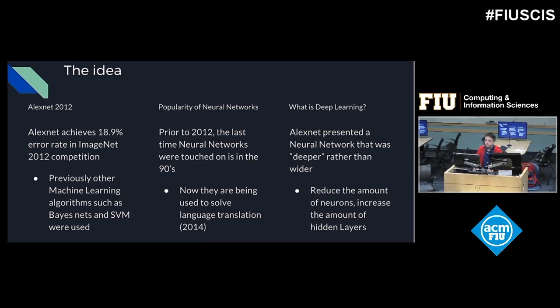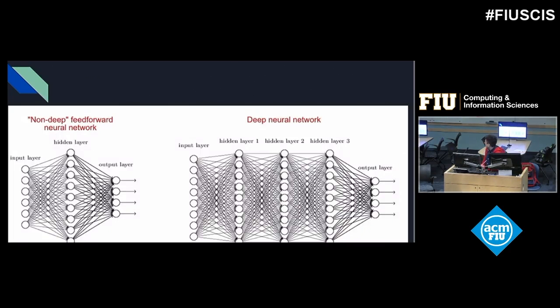AlexNet presented what was the first deep learning algorithm. They were using GPUs to make their neural networks train faster. What I mean by this is that you have your traditional neural network over there, which is a single hidden layer and outputs. A deep neural network will have multiple hidden layers. They were trying to go deeper instead of wider. Instead of increasing how many nodes activate, you increase the number of layers that need to activate.